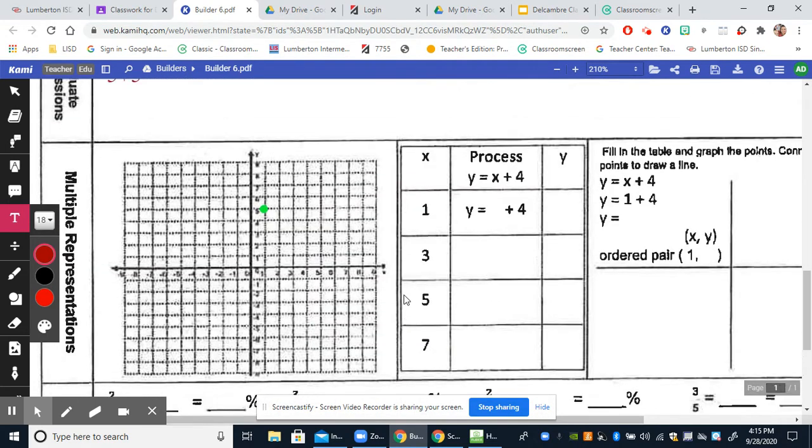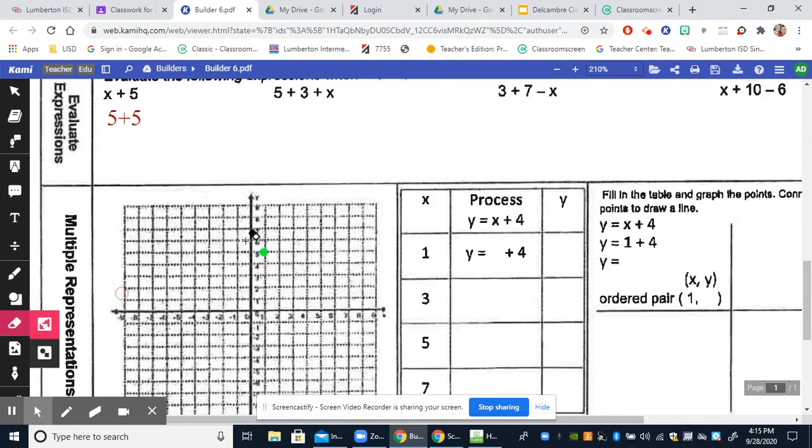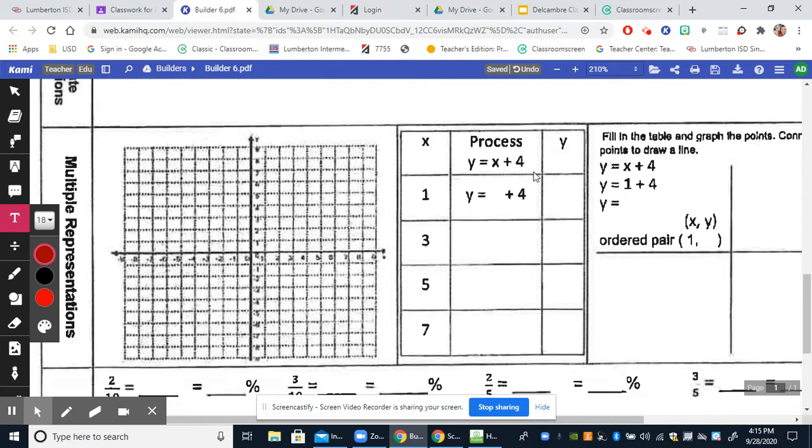Okay, here is our multiple representation. So we have our process, y equals x plus 4. Your x is in the left column. You need to find the y in the right column. If I'm putting this in, x is 1, so I'm going to put 1 right here. 1 plus 4 gives me 5. So I type 5 right there.